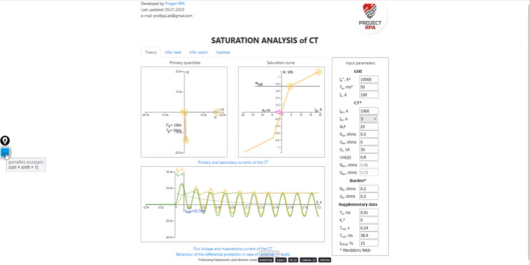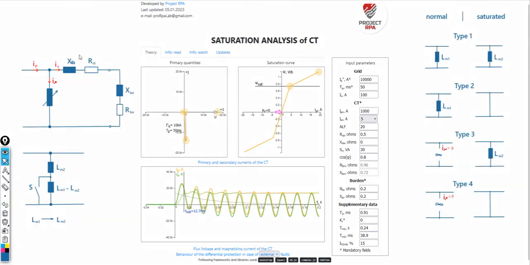Let's now look at these four curves in detail. We won't trace the secondary branch each time, as everything remains constant there. We'll only draw the branch with the magnetizing inductance for two operating cases. On the left is the normal operating condition, on the right the operating condition if the CT is saturated.